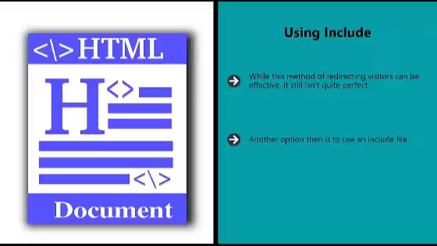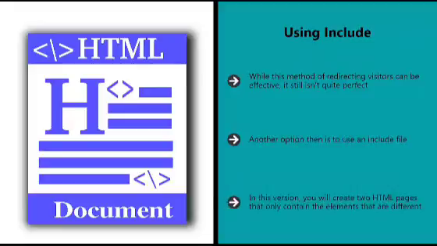Another option then is to use an include file. This basically means that the page will populate itself with content from another page, allowing a blank template to become your new version of the page. In this version, you will create two HTML pages that only contain the elements that are different. This works particularly well if you are changing something about the text, for instance. Save these as version 1.htm and version 2.html.